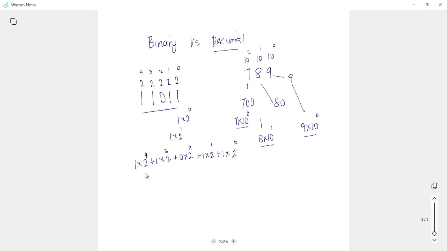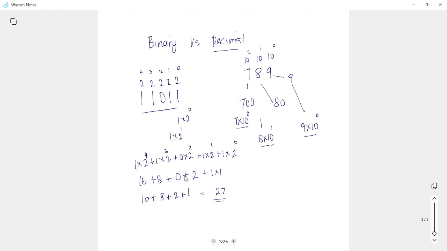So 2 to the power of 4 is how much? 16. 2 to the power of 3 is 8. 0 is 0, so just leave it like that. 2 to the power of 1 is 2. 1 into 2 is 2. And 2 to the power of 0 is 1. So 1 into 1 is 1. So this is 16, this is 8, this is 2, and this is 1. You add that: 24 plus 2, 26 plus 1, 27. So the number 27 can be written in binary format as 11011. So this is one way to convert a binary number into a decimal number.